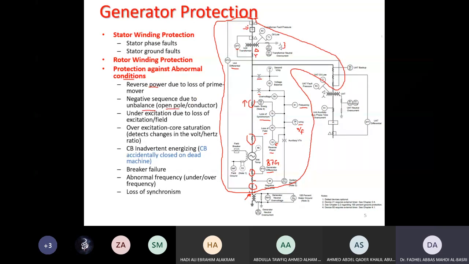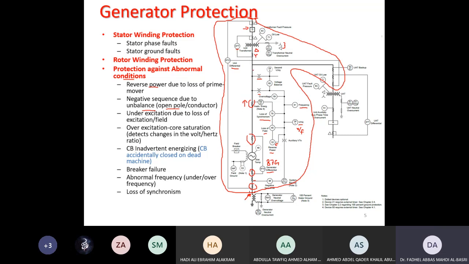Maybe one of the generator breakers did not close, so you will have imbalance in the currents. You can detect it through measuring the negative sequence current. Under excitation, due to loss of the prime mover or excitation failure, sometimes a fuse can blow.